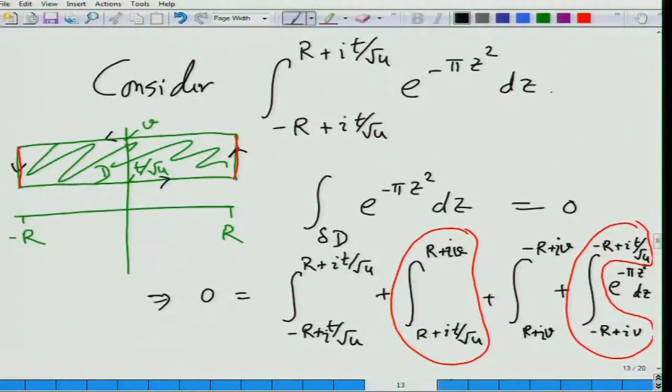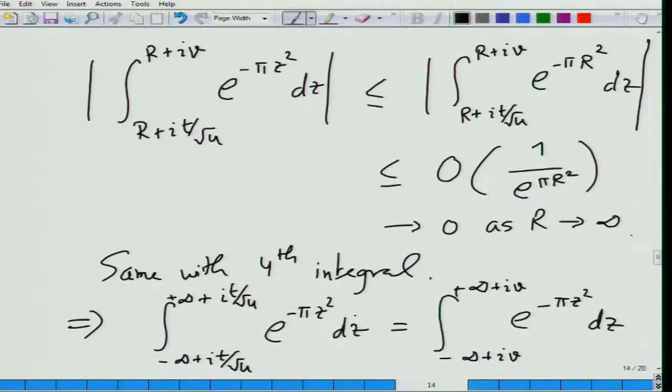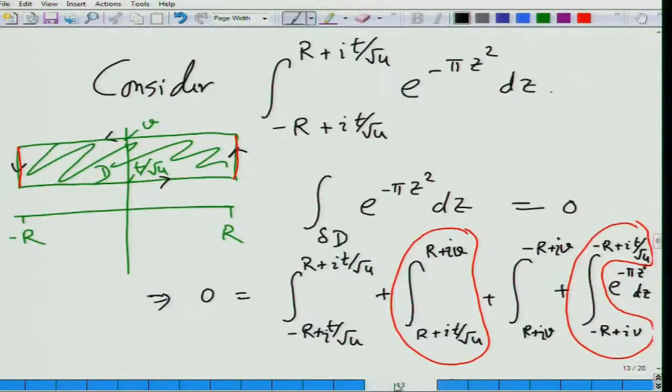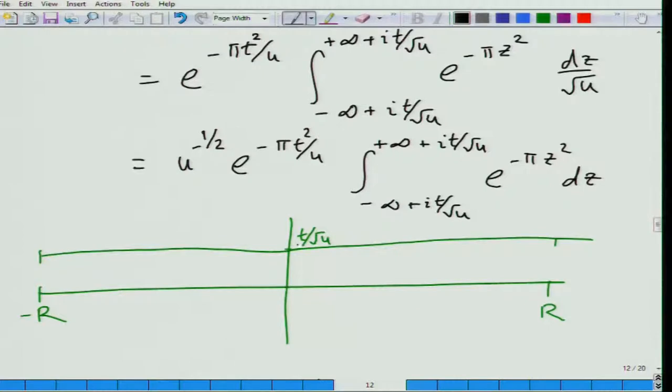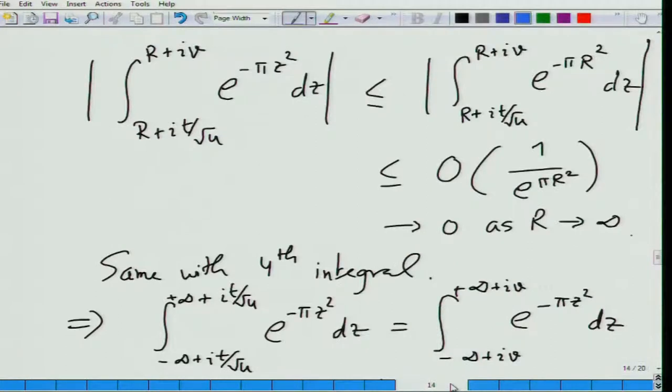Okay. So that basically says that the second integral and the fourth integral vanish as r goes to infinity, which means that the sum of the first and third integrals is zero. The third integral is in the opposite direction, so if you swap it, integrating along this line is the same as integrating along this line. Instead of that, if you integrated along any other horizontal line from minus infinity to plus infinity, the result will be the same. Okay. So, that is the first step of our evaluation of the integral.